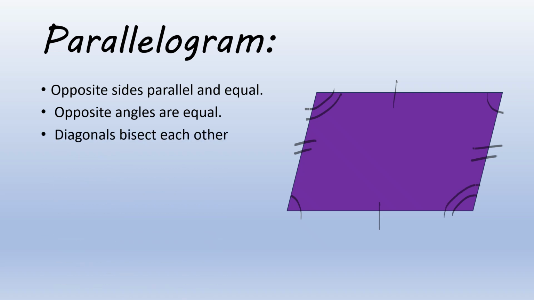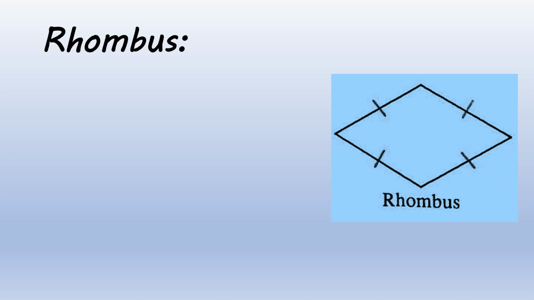Next, diagonals bisect each other. So diagonals will bisect each other. Okay. Now next we'll move towards the next one, that is a rhombus. Now rhombus is also same as a square, if you will see. But again, the way rectangle and parallelogram have a little difference, in the same way a square and a rhombus have a difference. If you tilt a square a little bit, you will get your rhombus. Okay, and now let's see what the properties of it are.